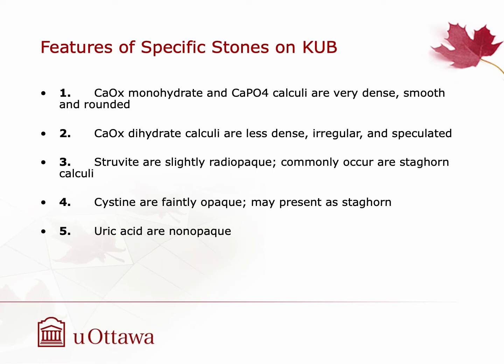Struvite stones have slight radiopacity to them. These typically are more seen in a staghorn configuration. Cystine stones, being rare, 1 to 2%, are faintly radiopaque, and then uric acid stones are radiolucent or non-opaque.